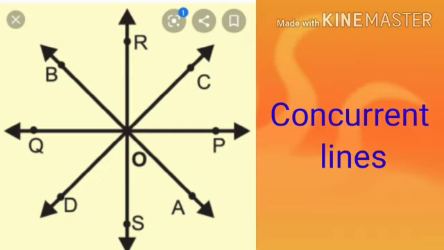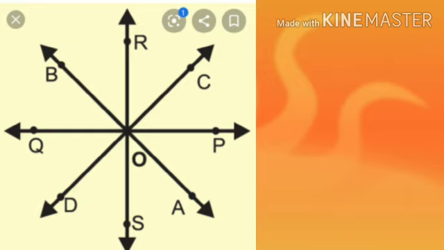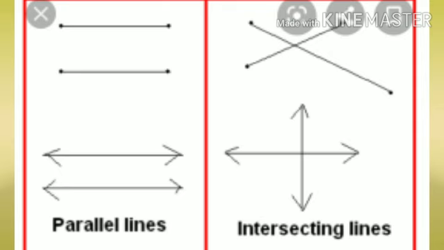Now the next is concurrent lines. When more than two lines are intersecting at one common point, then the lines are called concurrent lines. You can see here there are so many lines A, B, R, S, P, Q, C, D. All these lines are intersecting at point O. So these lines are called concurrent lines because these lines intersect at one common point, and the point is called the point of concurrence.